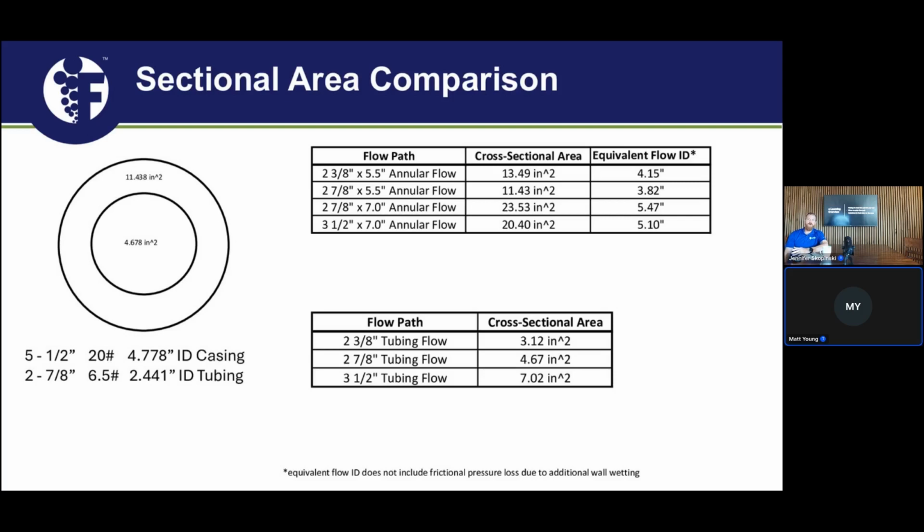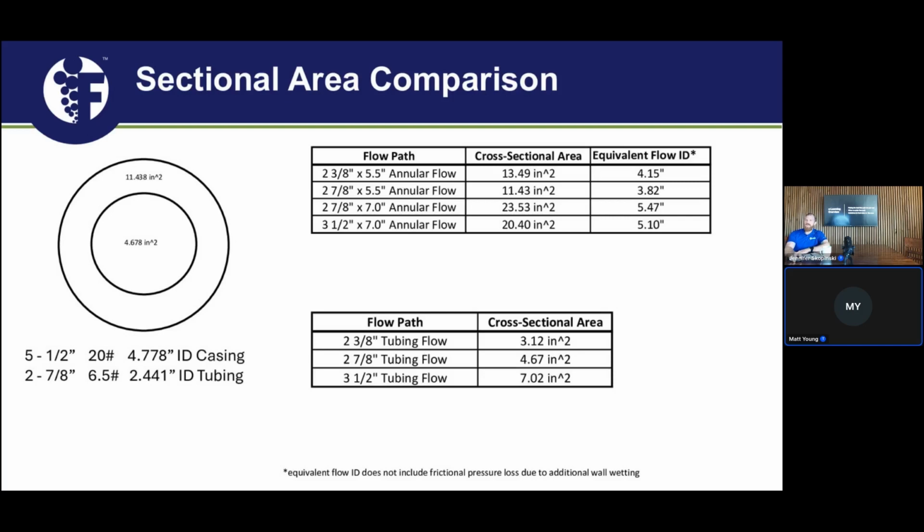So for tubing flow, common ones are going to be either 2 3/8 tubing, 2 7/8 tubing, or 3.5-inch tubing. And then some of the common flow paths for annular flow: 2 3/8 tubing inside 5.5, flowing up that tubing casing annulus. Of course, 2 7/8 tubing inside 5.5. And then for the more adventurous folks, 2 7/8 inside 7-inch or 3.5-inch tubing inside 7-inch as your annular flow.